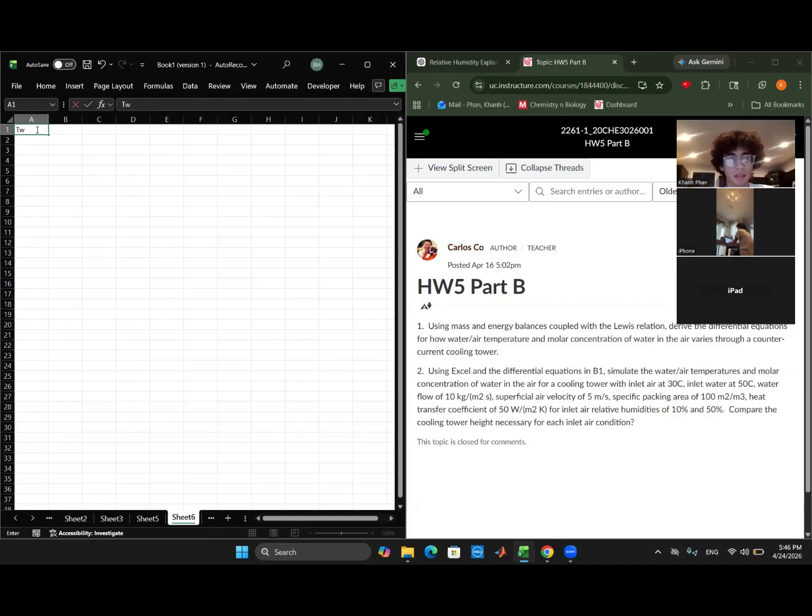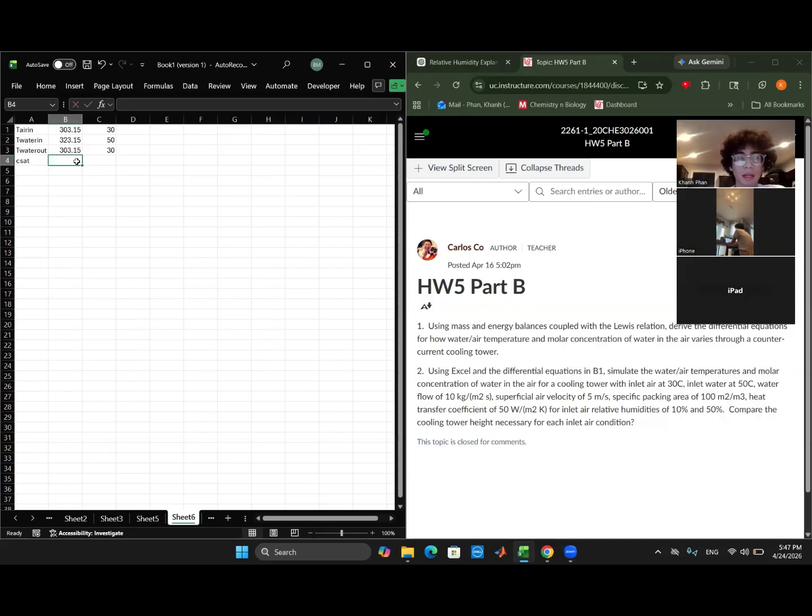First, we're gonna have T air in, and then T water in, and then T water out, and then we have saturation concentration. So first, T air in is 30 degrees, which when we convert it to Kelvin is gonna be 303.15, and then T water is 50 degrees. So it's going to be 323.15. And then T water out is 30. And then we're going to have the same thing.